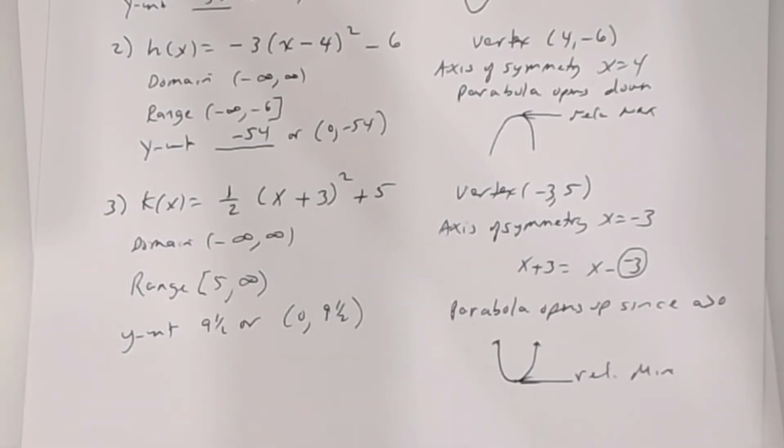And then, do you want it in parentheses or by itself? If I tell you to write it as an ordered pair, then it has to be in parentheses. It has to be an ordered pair. If I don't say anything, then you are okay to just say 9 1/2. So that's where reading the directions is important.